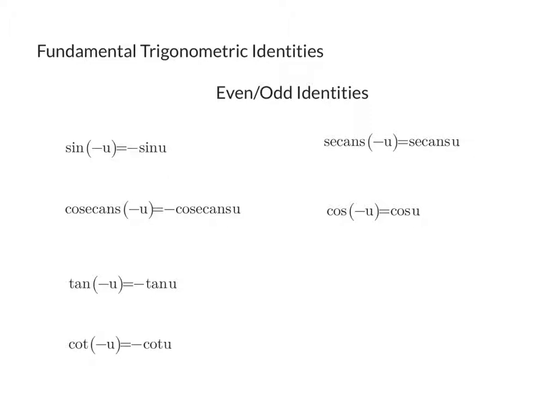Also new are the even and odd identities. If you take the sine of a negative u, you'll get negative sine u. The cosecant of a negative u gives negative cosecant u. Tangent of negative u gives negative tangent u. And cotangent of negative u gives negative cotangent u. I put those all in one column to emphasize that if you have any of those trig functions of a negative angle, they become negative themselves. However, with secant and cosine, the trig functions of a negative angle don't change, so they stay the same.